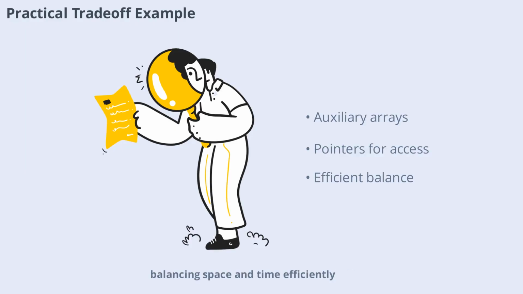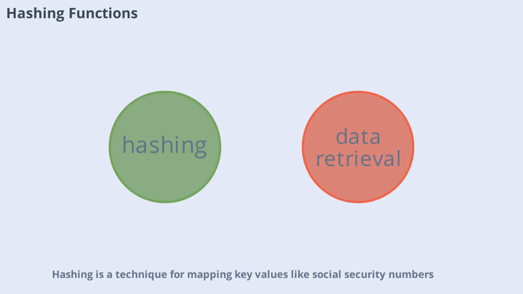Hashing is a technique for mapping key values like social security numbers to memory addresses. A good hashing function allows for quick access without needing to move data around. However, it requires careful design to avoid wasting space or causing conflicts. Hashing is a powerful tool for efficient data retrieval.